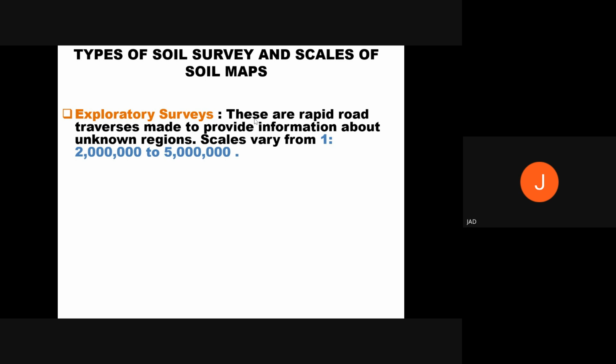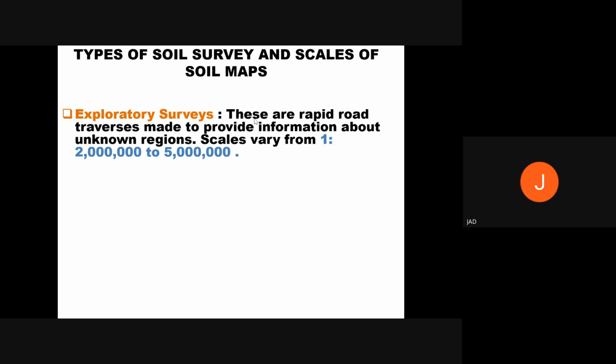1:5 million. Sir, please, that is the scale. So meaning one unit on the sheet represents 5 million on the ground. What about the first one, let's say 1:2 million? What's the meaning? Meaning 1 centimeter that you see on the sheet represents 2 million on the ground.